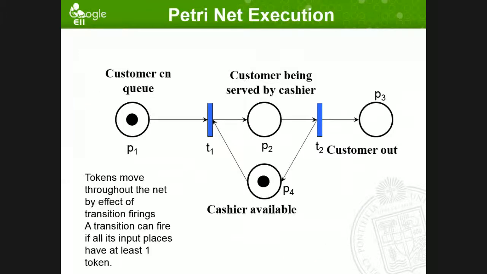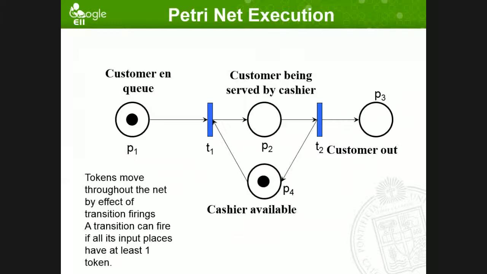This is how a Petri net works. As I said, tokens move throughout the net by effect of transition firings, but before a transition fires, it has to be enabled. When you say enabled, you say each of the input places of the transition must have at least one token. In this case, we have one enabled transition, which is T1, because its input places, which are P1 and P4, have a token. T2 is not enabled because its only input place, which is P2, doesn't have any tokens at all.